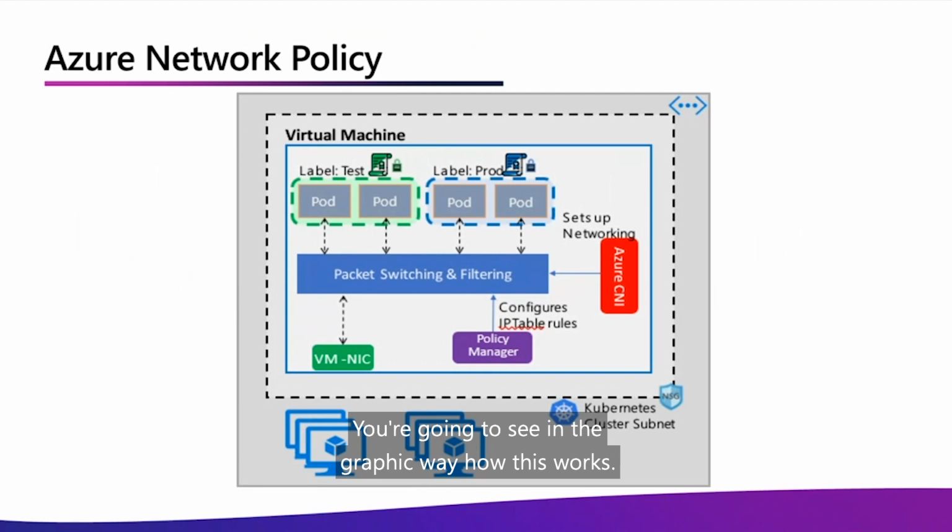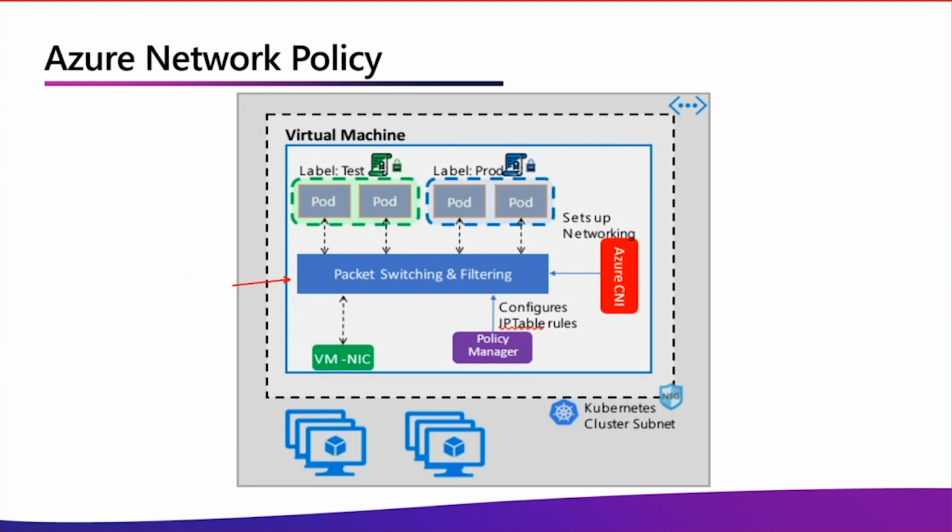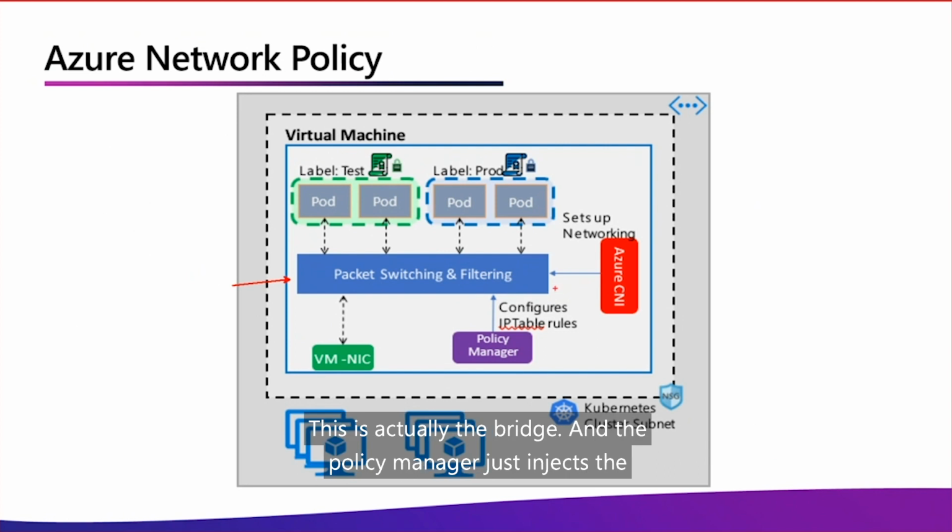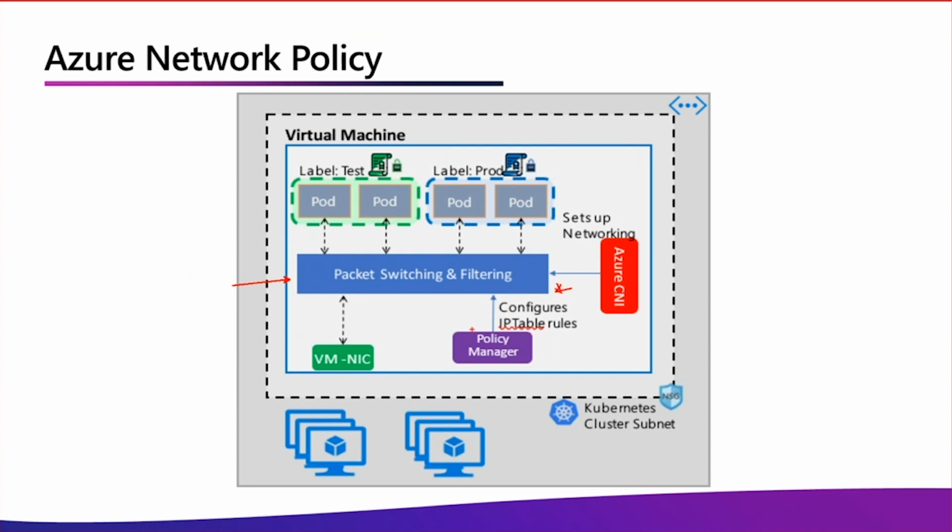Here you can see in a graphic way how this works. This is the Azure network policy, and here you have the packet switching and filtering that happen on the bridge. This is actually the bridge. And the policy manager just injects the IP tables rules into the bridge.